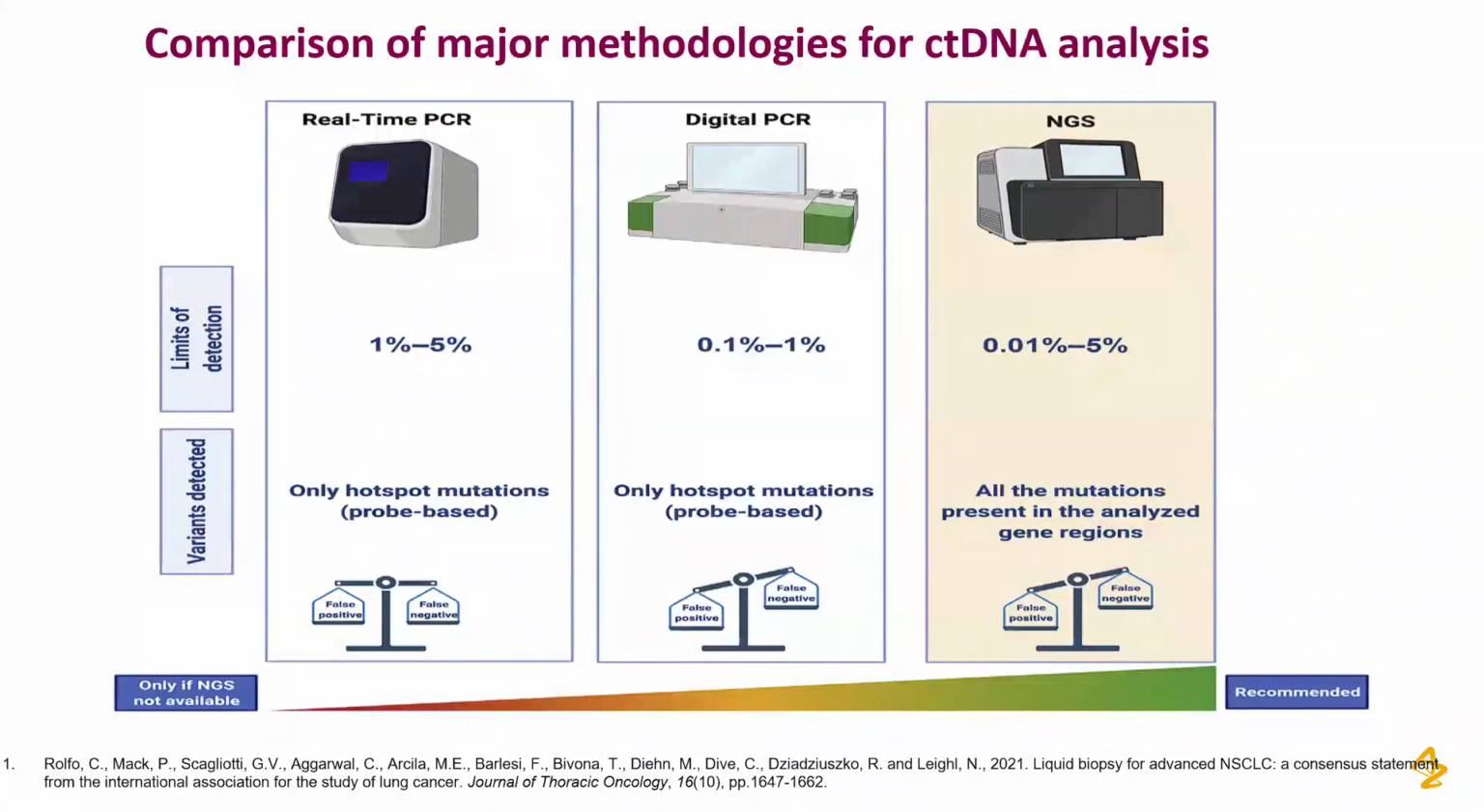So real-time PCR, as you know, PCR versus NGS: PCR is basically a single gene panel, and NGS is basically a multi-gene panel. We can simultaneously assess multiple genetic alterations. Regarding limits of detection, for real-time PCR it is 1 to 5%, whereas in case of digital PCR, it is 0.1 to 1%. With the NGS, it is 0.01% to 5%. Next slide, please.